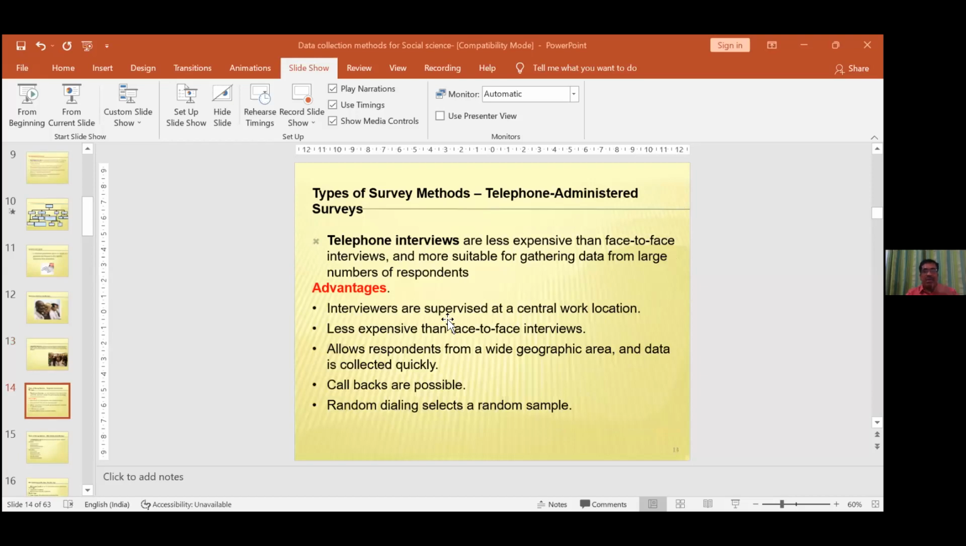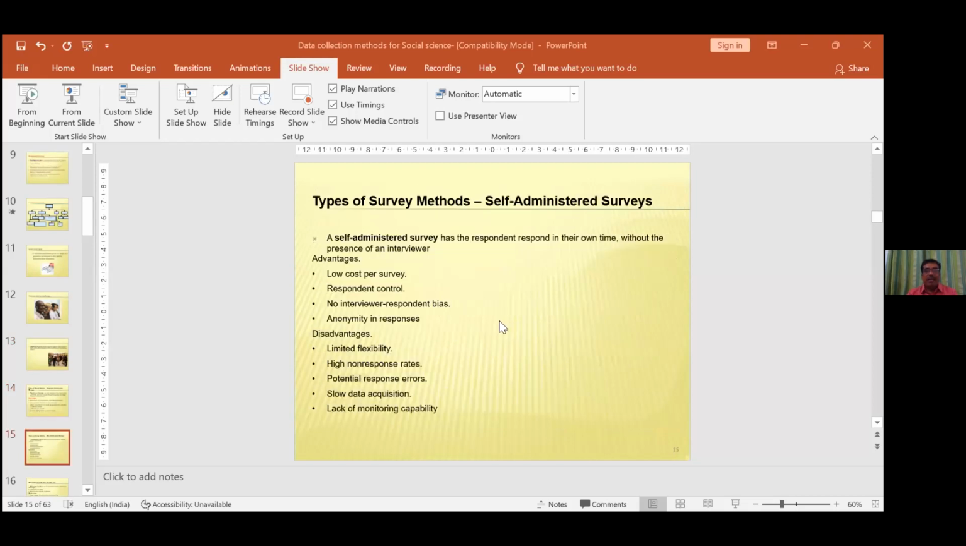Telephone, let's take telephone survey. Telephone surveys or telephone interviews are less expensive than face-to-face interviews. It's more suitable for collecting data. You can also collect a larger number of data. At the same time, I don't want to explain the advantages. It's self-explanatory.